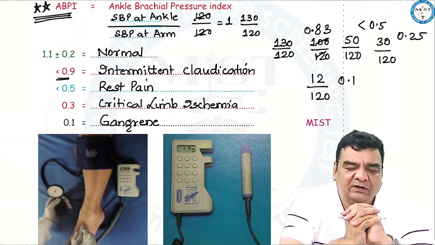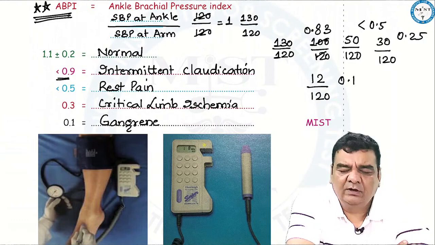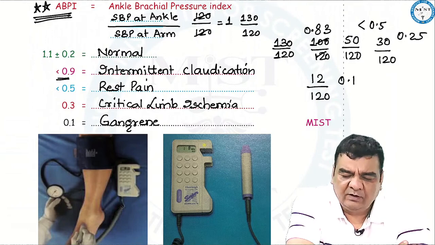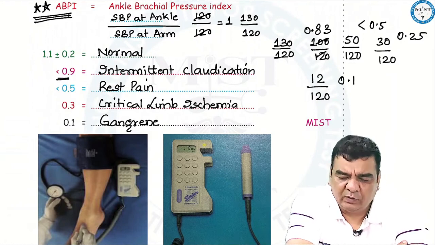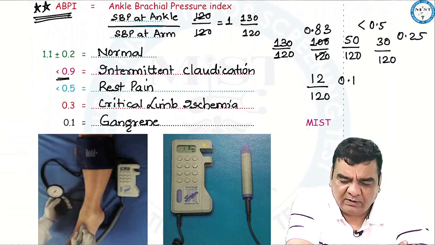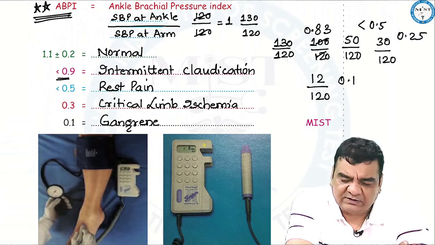Let's do it once more, beta. 1.1 plus minus 0.2, very good. Less than 0.9, less than 0.5, 0.3, 0.1. Let's do it again. 1.1 plus minus 0.2, less than 0.9, less than 0.5, 0.3, 0.1. Once again, let's do it, beta. 1.1 plus minus 0.2, less than 0.9, less than 0.5, 0.3, 0.1.